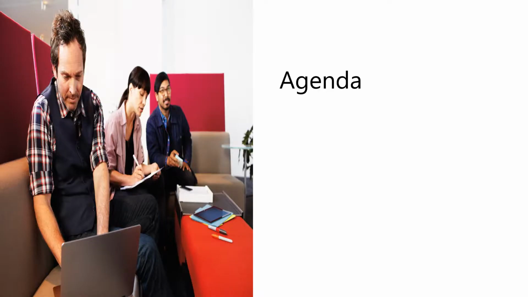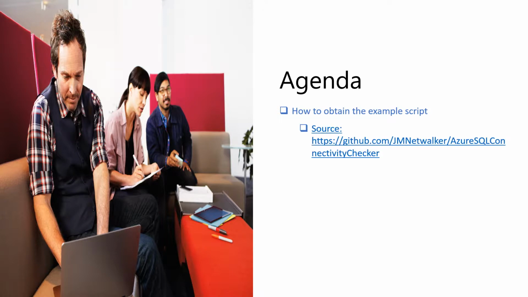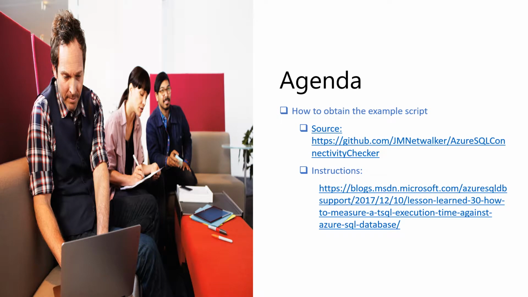This is the following agenda. First of all, we are going to show you how to obtain the PowerShell script. You could go to this source in the hub and download this file. Second one is the instructions to use this. You could go to our blog and obtain the instructions on how to do it. Following, we are going to show you how to configure the parameters, and finally, how to run the PowerShell scripts.